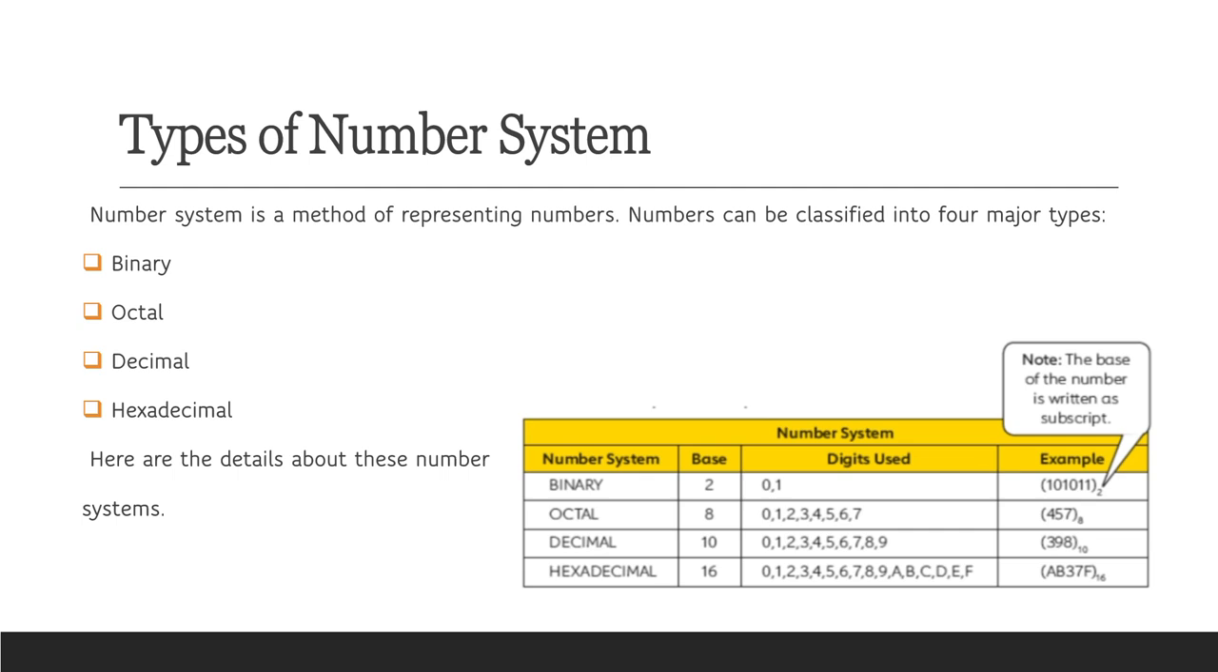Hexadecimal number system. The base is 16. So 0, 1, 2, 3, 4, 5, 6, 7, 8, 9. These are the digits used. So 0 to 9. And the rest 6 digits will be A, B, C, D, E and F. So A represents 10, B represents 11, C represents 12, D represents 13, E represents 14, F represents 15. Example is AB37F. Since the base is 16, that should be written as a subscript.